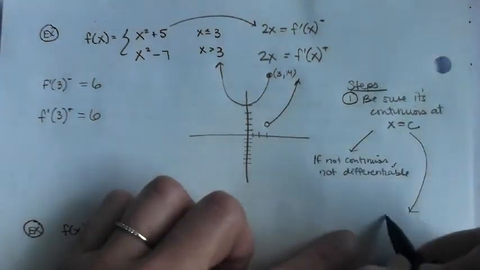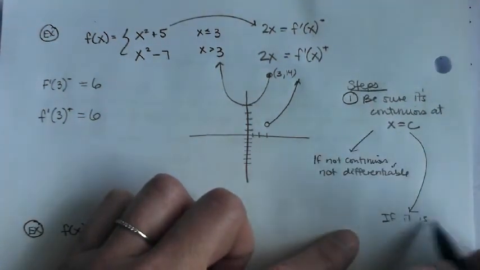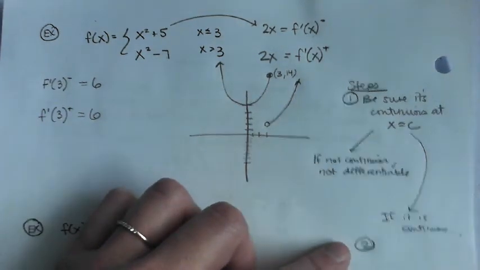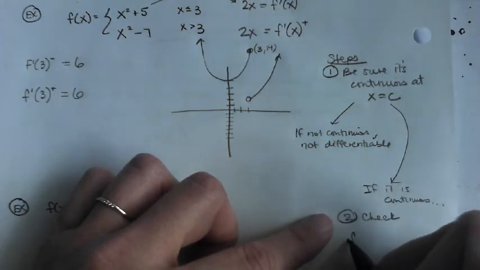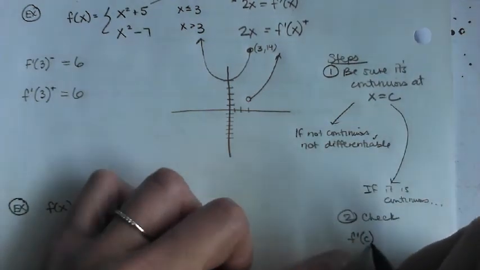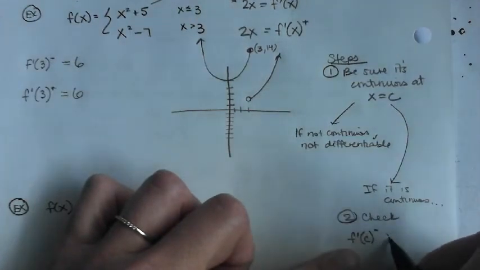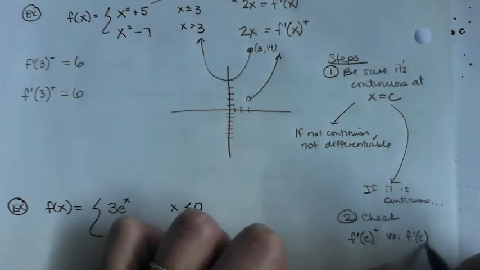If it is continuous, step 2 is going to be check f prime of C coming from the left versus f prime of C coming from the right.